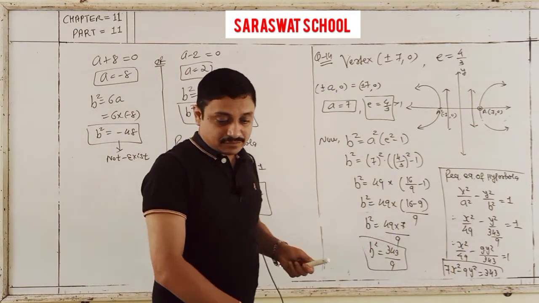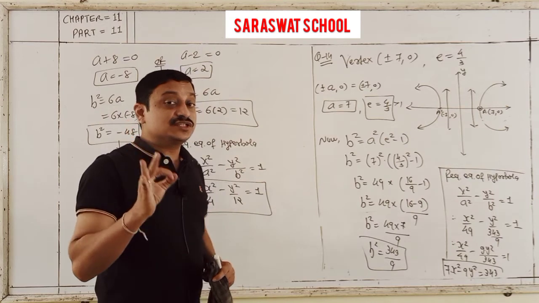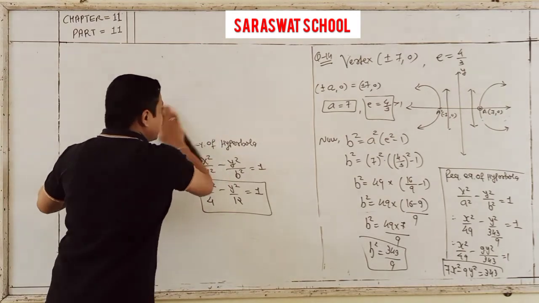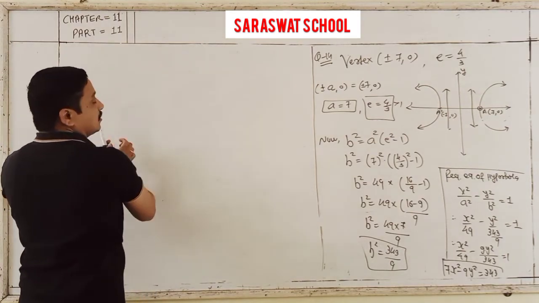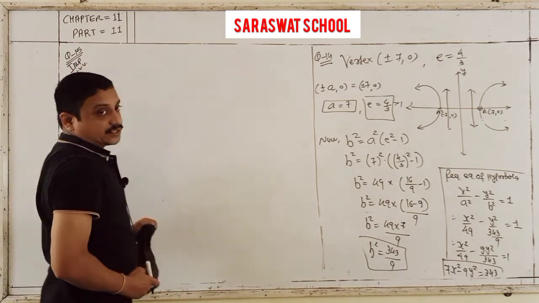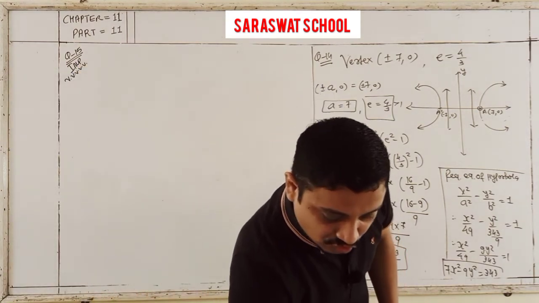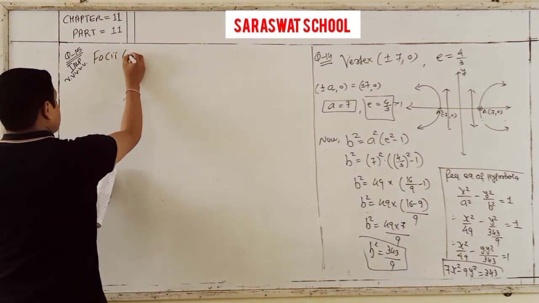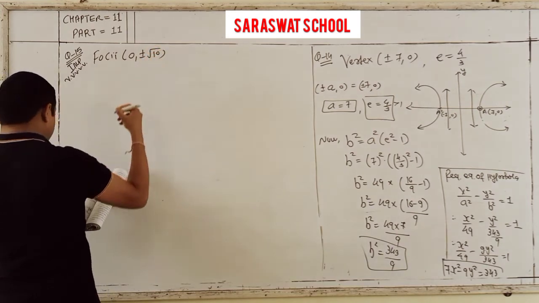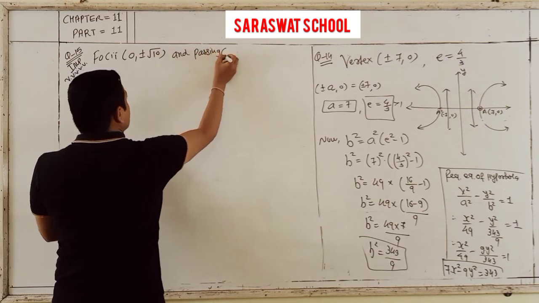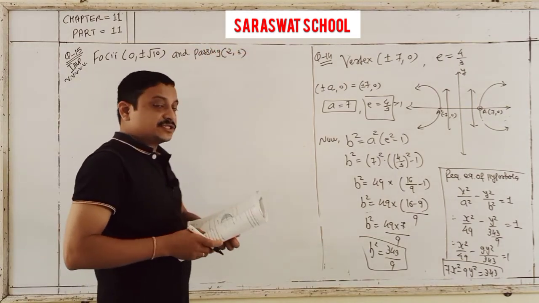Now continue with your question number 15. Question 15 is also very important, students, for the exam. Many times it is asked in the final exam. Question number 15, tick mark it in the IMP list, very important. The question is: foci given, 0 comma plus or minus root 10, and passing through 2 comma 3.